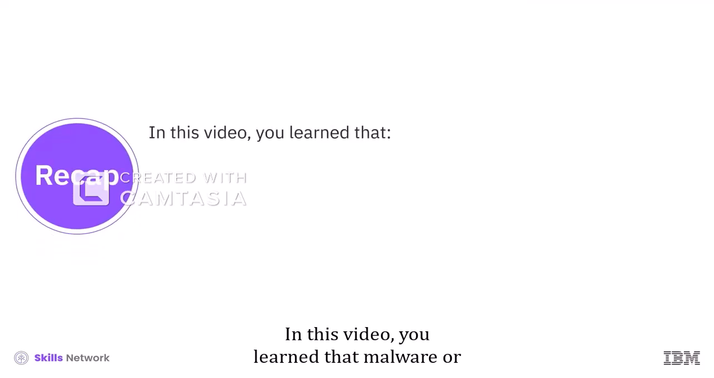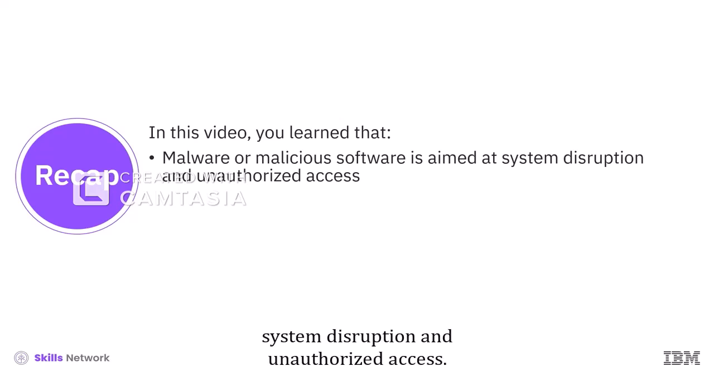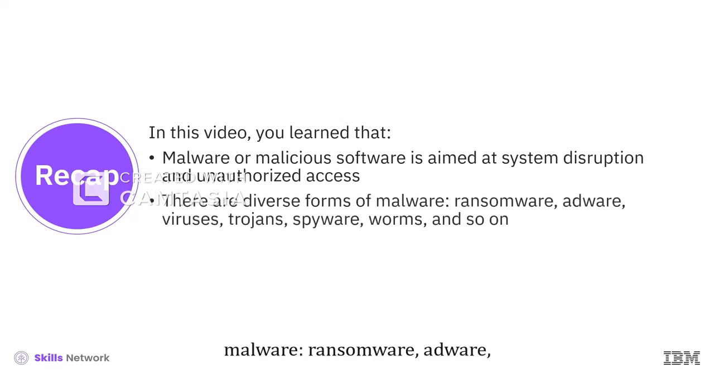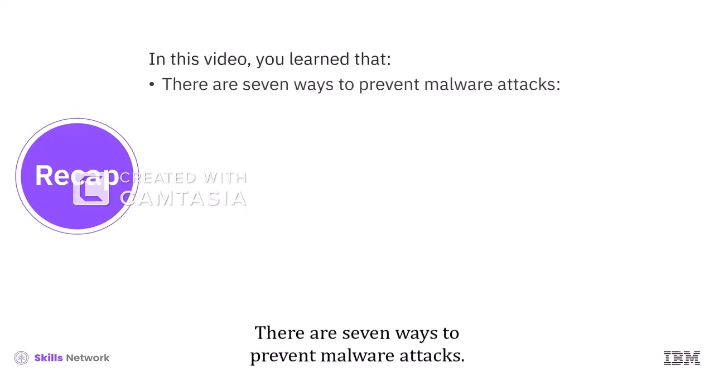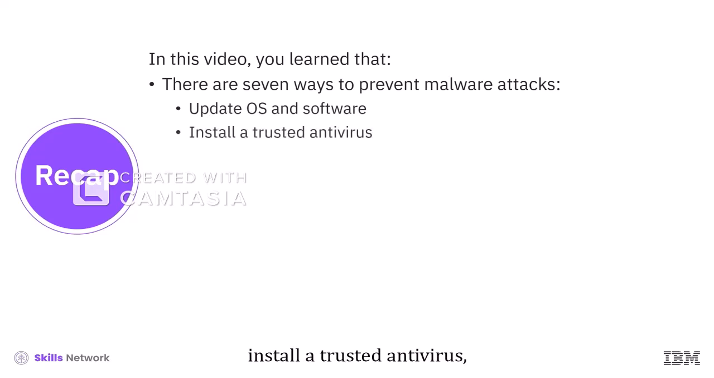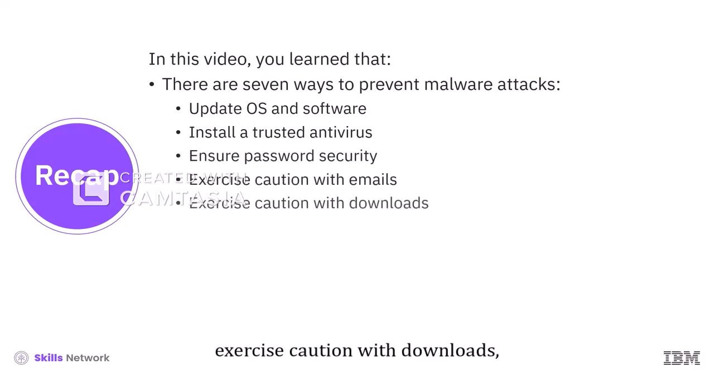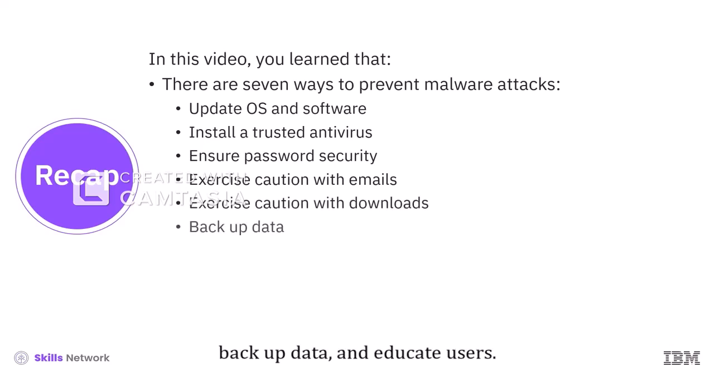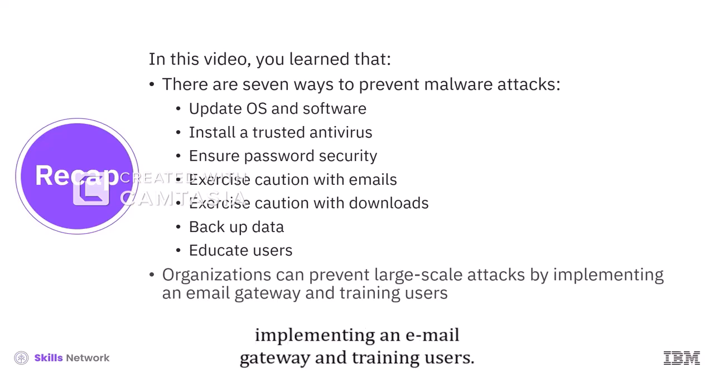In this video, you learned that malware or malicious software is aimed at system disruption and unauthorized access. There are diverse forms of malware: ransomware, adware, viruses, trojans, spyware, worms, and so on. There are 7 ways to prevent malware attacks. Update OS and software. Install a trusted antivirus. Ensure password security. Exercise caution with emails. Exercise caution with downloads. Backup data. And educate users. Organizations can prevent large-scale attacks by implementing an email gateway and training users.